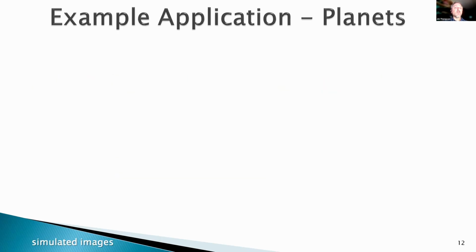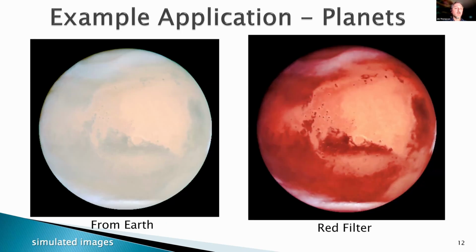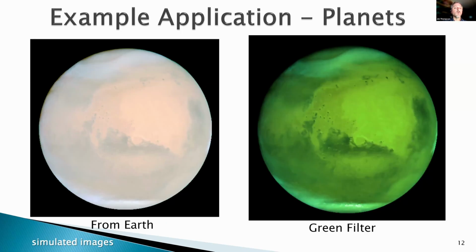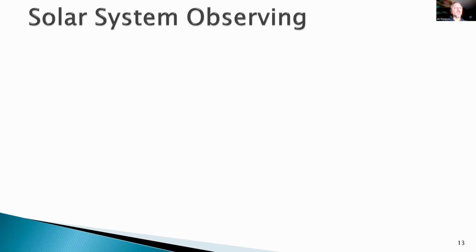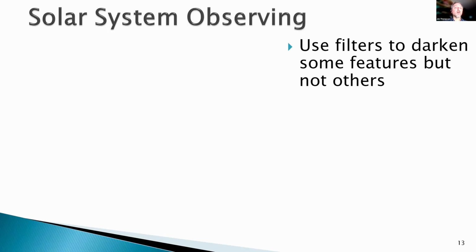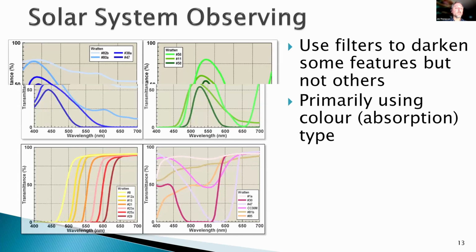So let's start with an example of how filters can be used to enhance planetary observing. Specifically, let's consider this typical Earth-bound view of Mars. By adding either a red, a green, or a blue filter, it is possible to enhance the contrast of certain features. Recall that filters are used to darken some features but not others. This is accomplished when planetary observing, primarily using absorption-type color filters.